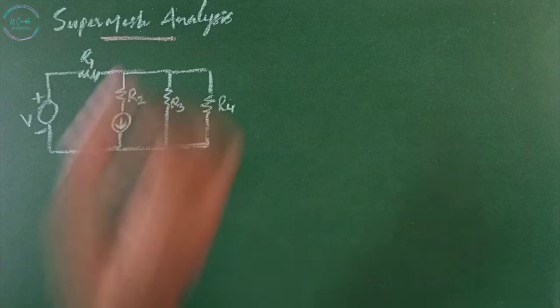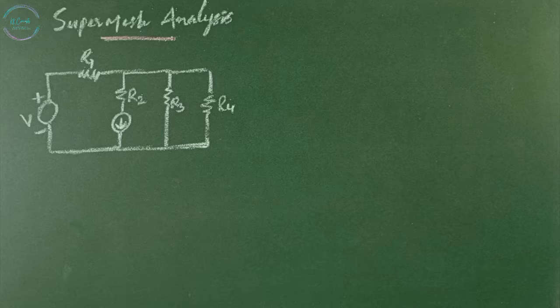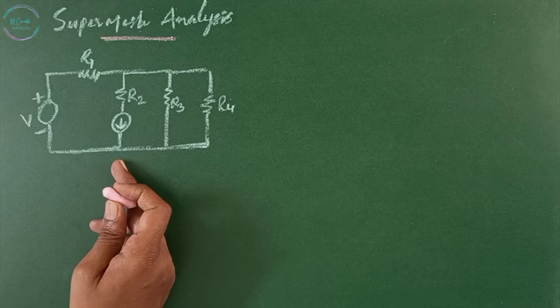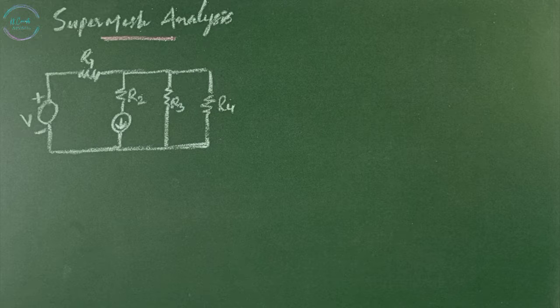Supermesh analysis. Suppose any branch in the network has a current source, as shown in this network. Then it is slightly difficult to apply mesh analysis straightforwardly, because first we should assume an unknown voltage across the current source, write mesh equations as before, and then relate the source current to the assigned mesh currents. This is generally a difficult approach.